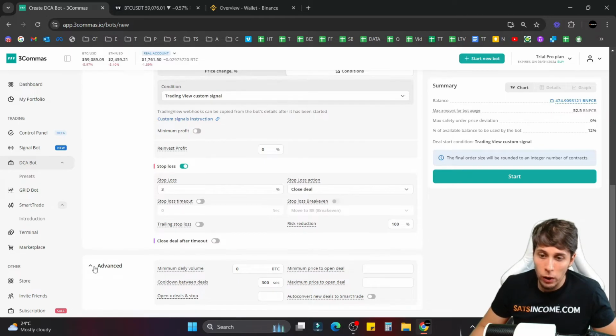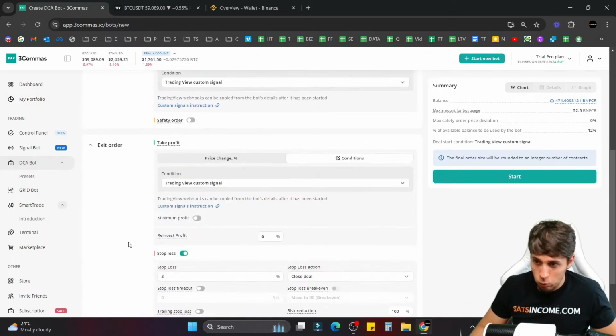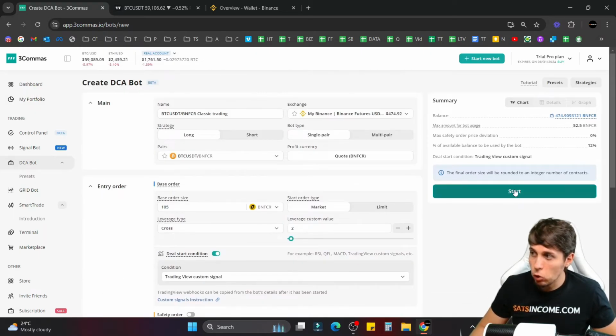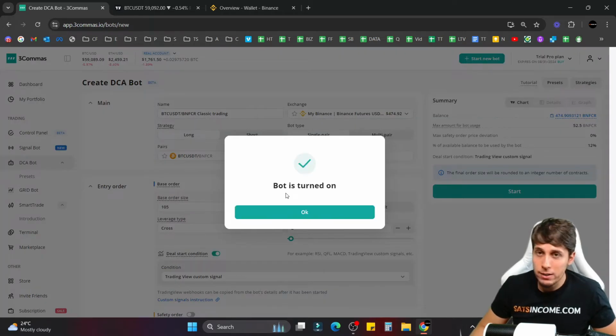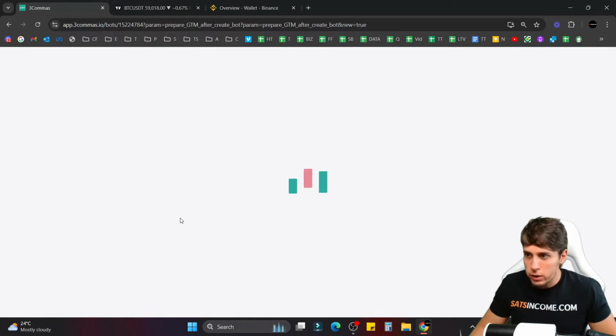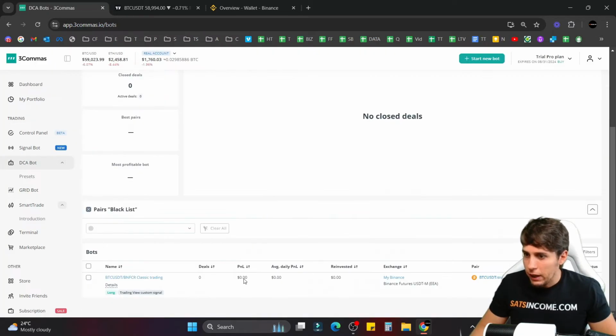So we're not gonna do anything here. Okay, so since we are done with the whole setup, we can already start the bot. So let's click start right here, and bam, the bot is turned on. Now what is important for you guys to understand is that even though this bot is on right now, it's not really gonna be taking any trades.